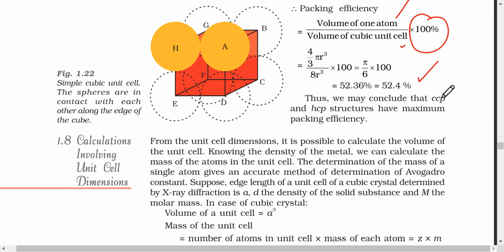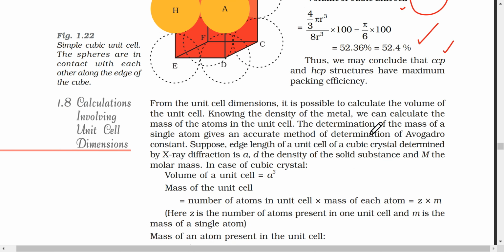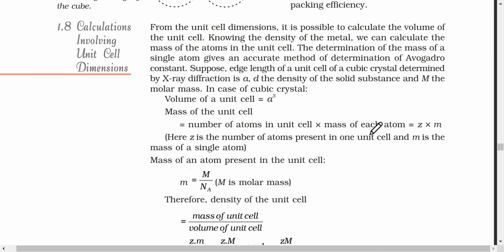We may conclude that CCP, HCP have maximum packing efficiency. अब हम लेते हैं calculations involving unit cell dimensions. From the unit cell dimensions it is possible to calculate the volume of the unit cell. Knowing the density of the metal, we can calculate the mass of the atoms in the unit cell. The determination of the mass of a single atom gives an accurate method of determination of Avogadro's constant.